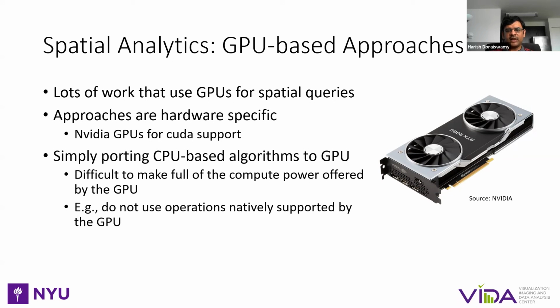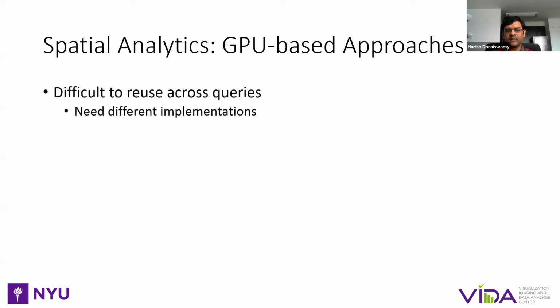These approaches typically port CPU-based approaches to GPUs. The problem with this is that GPUs are primarily built for gaming. Even though general purpose computing has improved on GPUs in recent times, traditional algorithmic constructs still cannot make optimal use of the parallelization provided by the GPUs. Another shortcoming of existing GPU-based approaches is that they are difficult to port across query types. New implementations are needed even for small changes in the query.